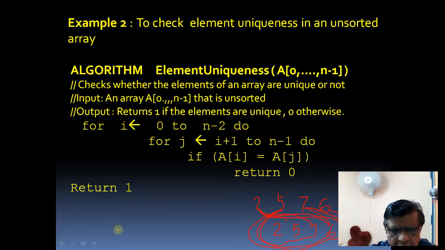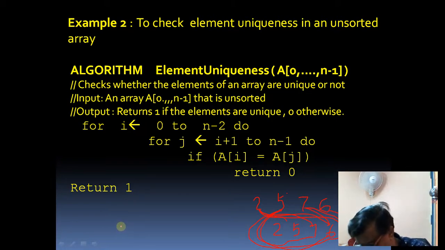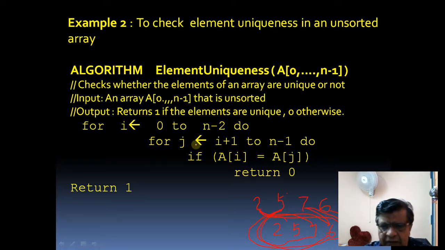Now we will try to analyze the algorithm. It has two for loops. The inner for loop runs from i plus 1 to n minus 1, while the outer for loop runs from 0 to n minus 2. The comparison is the basic operation.